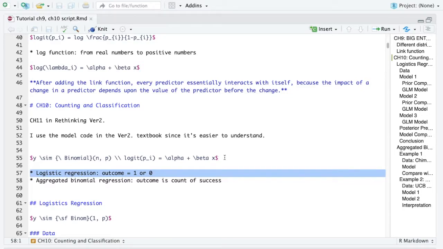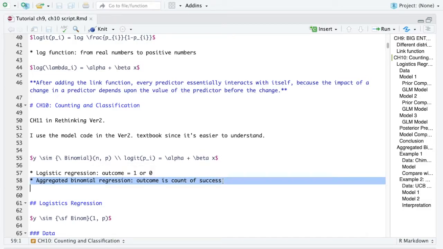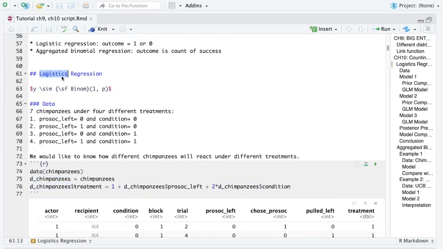The second kind of problem is when n is larger than 1. So we need to know how many times in n experiments there will be a successful result, and this is called aggregated binomial regression. In this kind of problem, the outcome variable we want to predict will be the count of successes. There are some differences in the STEM code, and in some situations, these two kinds of problems are interchangeable. So we will learn about the details here. Let's begin by learning logistic regression.